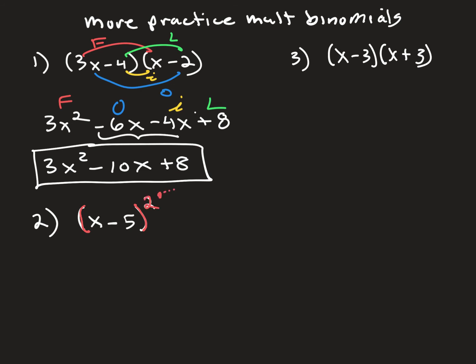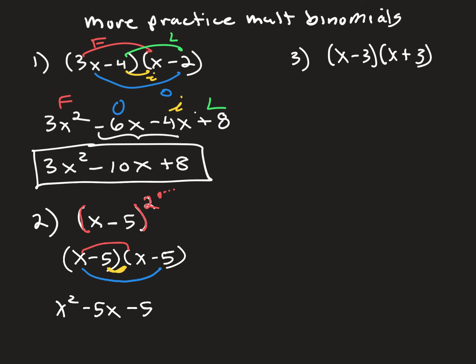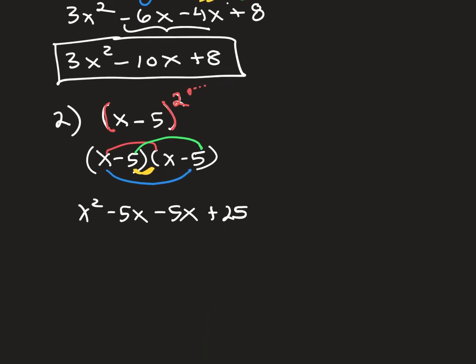Remember what this squared means. It means that an x minus 5 is being multiplied by another x minus 5. So when we FOIL and multiply the first ones together, we get x squared. When we multiply the ones that are furthest outside, we get negative 5x. When we multiply the ones that are inside, we get another negative 5x. And when we multiply the last in each of the parentheses, we get a positive 25.